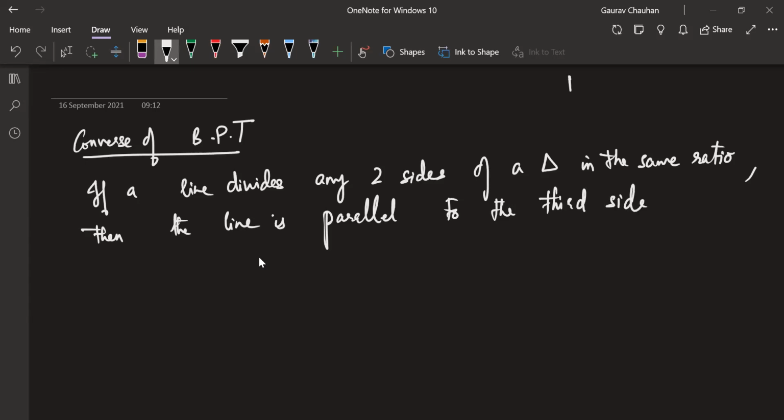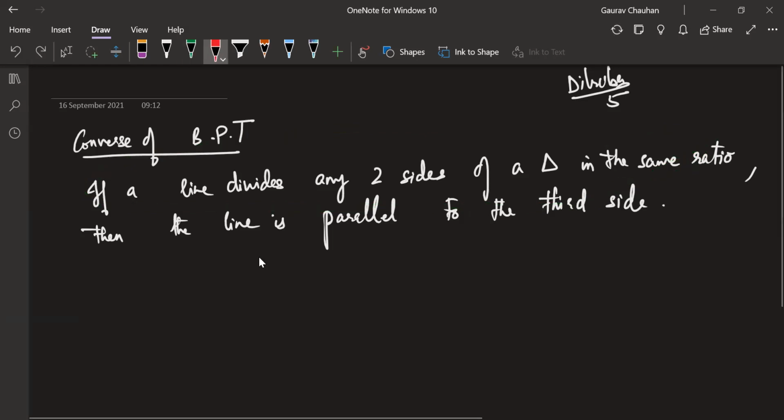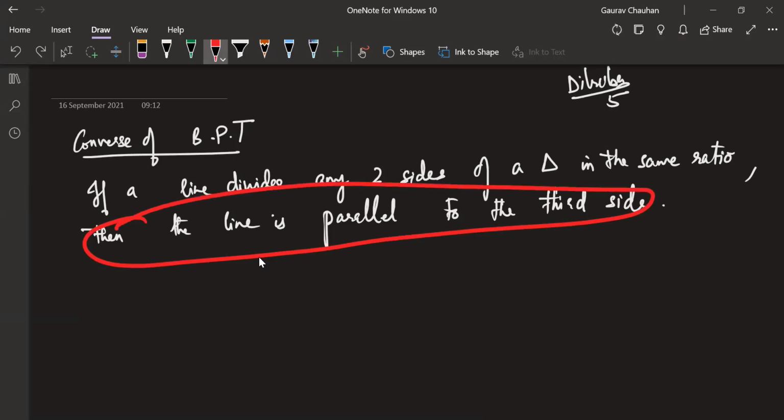Then the line is parallel to the third side. So here, this is known, that the line divides the two sides of a triangle in the same ratio. This is our to prove: then the line is parallel to the third side.